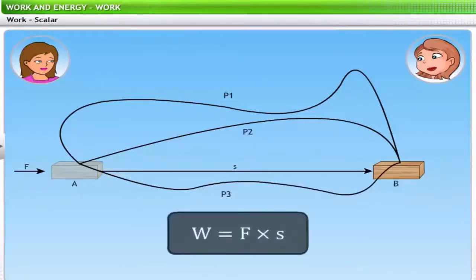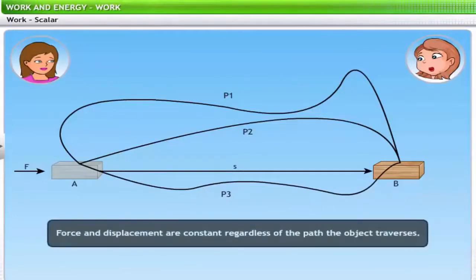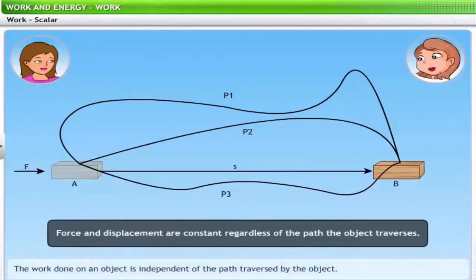Work is equal to the product of force and displacement. As you can see, force and displacement are constant regardless of the path the object traverses. Thus, the work done on the object is independent of the path traversed by the object. It depends only on the initial and final positions of the object.